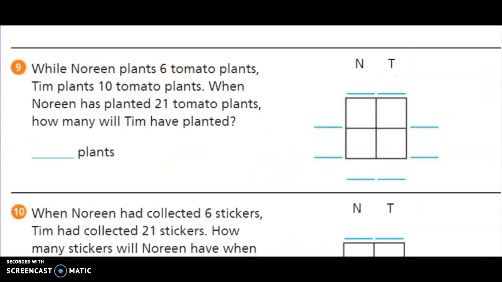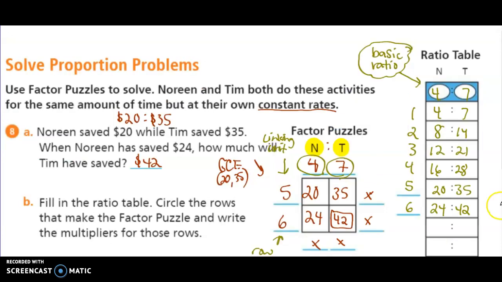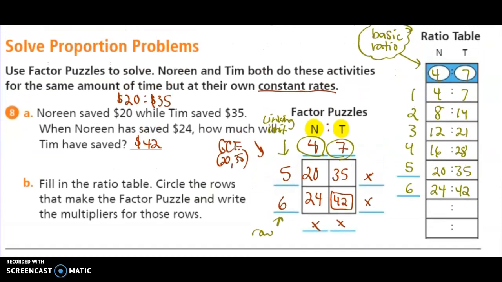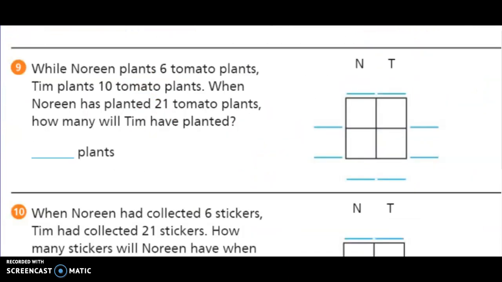Okay, so here's a couple of other proportions. Oh, I should go back. Is there another question on that page? There is not. Okay, so the next problem on this page is another proportion problem.